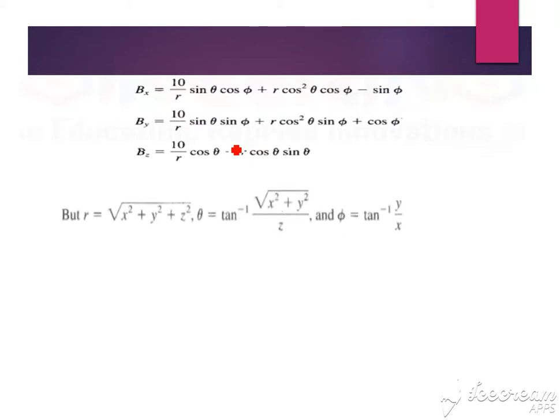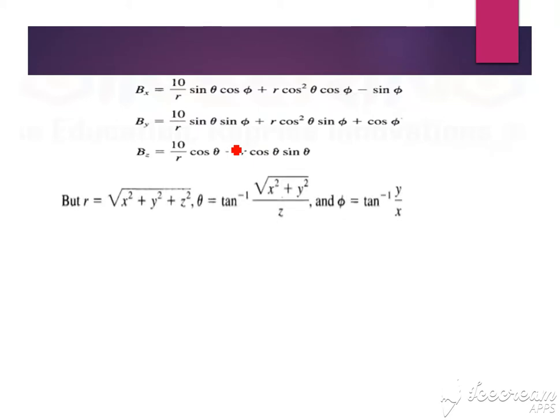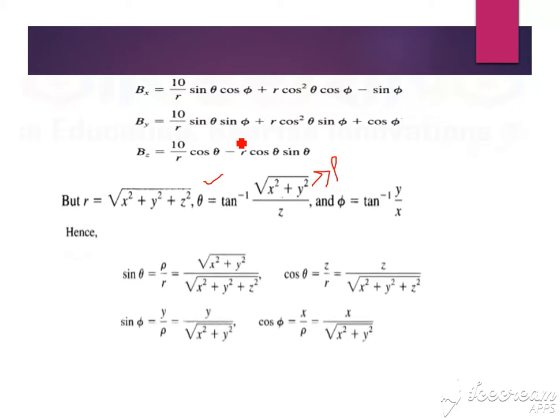Next step, we already know the relations. What is the relation? r is square root of x squared plus y squared plus z squared. Theta is tan inverse rho by z, and again rho is replaced by square root of x squared plus y squared. Then phi is tan inverse y by x. Simply substitute these relations in the previous expression, then we can get the expression.